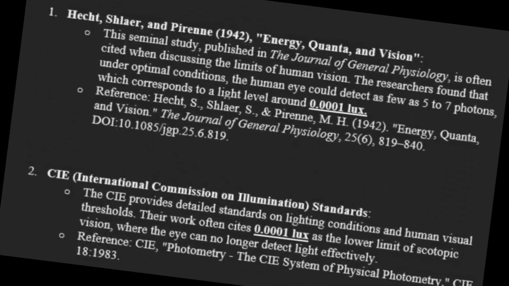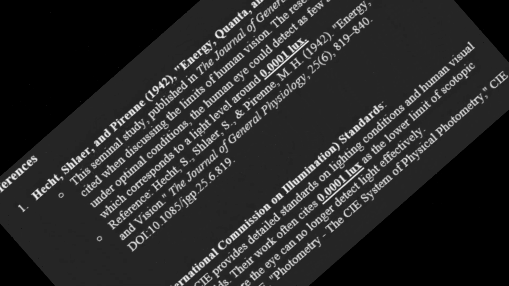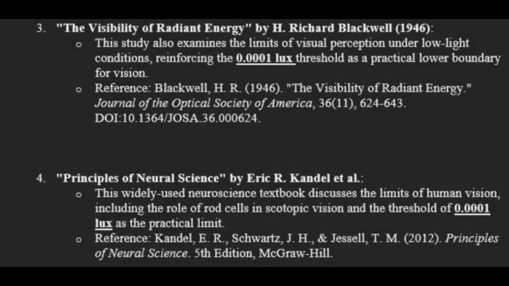This seminal study, published in the Journal of General Physiology, is often cited when discussing the limits of human vision. The researchers found that under optimal conditions, the human eye could detect as few photons as the point where the eye can no longer detect light effectively, which corresponds to a light level around 0.0001 lux. This widely used neuroscience textbook discusses the limits of human vision, including the role of rod cells in scotopic vision at the threshold of 0.0001 lux as a practical limit.